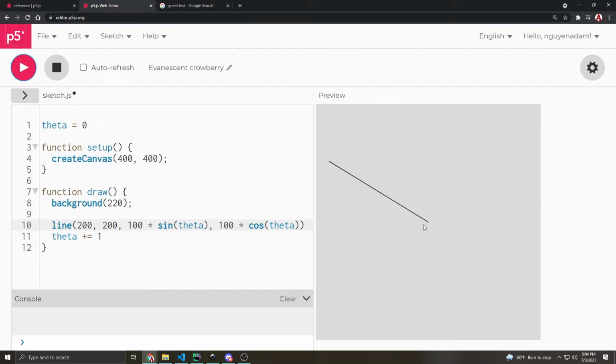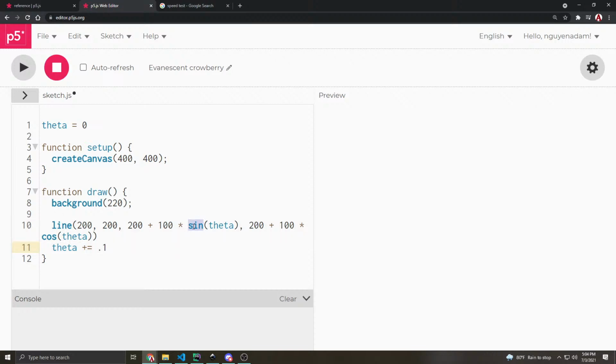What's happening is we go from the center right here, 200, 200, to our second pair of coordinates, which is rotating around this center part. So all we have to do is add 200 to these, so we have them offset from the center. And now it spins. It spins really quickly. Not really what we want. And it's spinning the opposite direction from what we want. Why is it doing that? Maybe we should just swap these around.